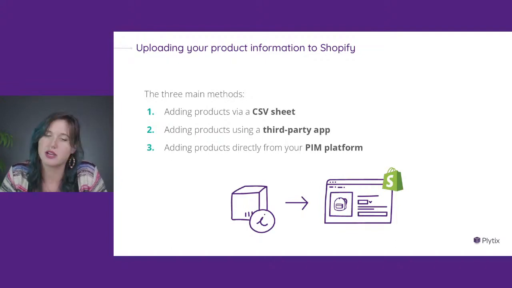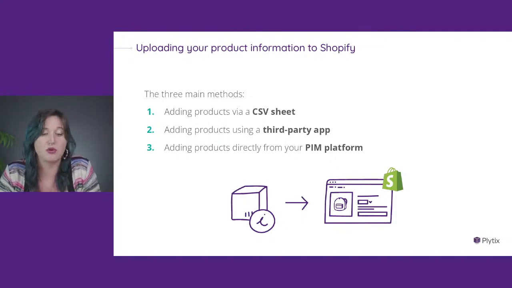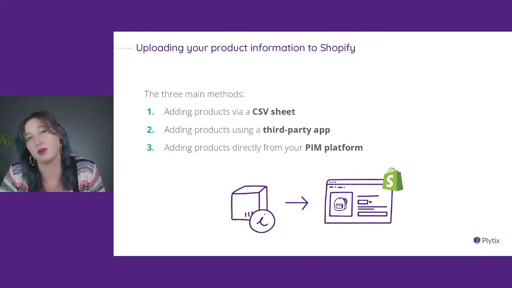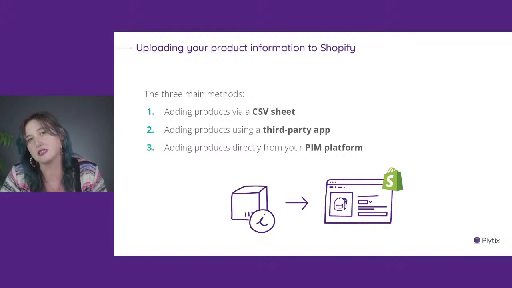You could, of course, create products manually in Shopify, one by one, but uploading in bulk will save you a lot of time. And by using a third-party app or a PIM tool, you can also automate your product updates so that when you create new products or update existing items, these changes go directly through to Shopify and your customers always see the most up-to-date information about your products.